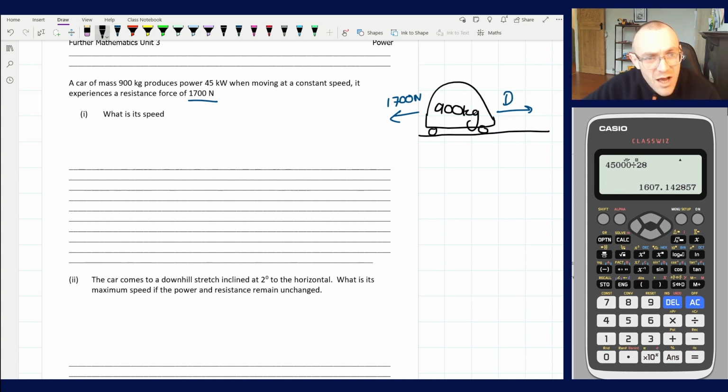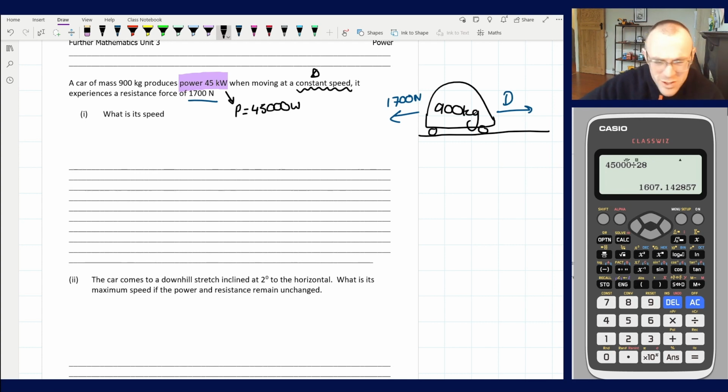The car produces a power of 45 kilowatts again. That is once again a power of 45,000. What is its speed? It's moving at a constant speed.